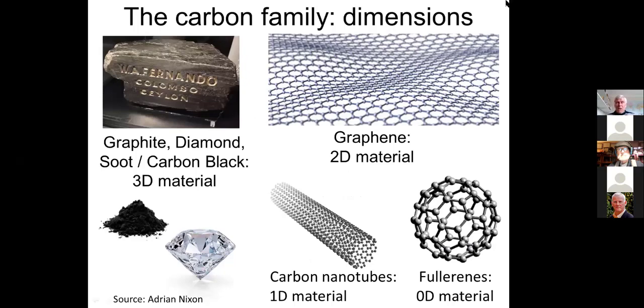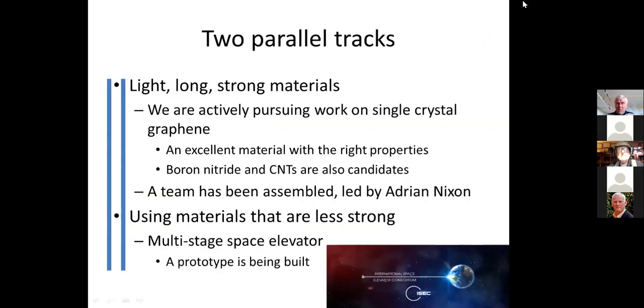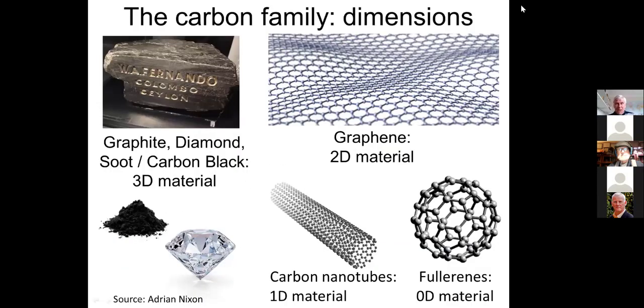Now I'm going to talk about graphene. Can you see the top of that screen? Yeah, we see the carbon family dimensions. All right, because I've got a row of options there, but so long as you can see it, that's fine. This is one of Adrian Nixon's charts, but I wanted to show it to get the balance and illustrate the two parallel topics.